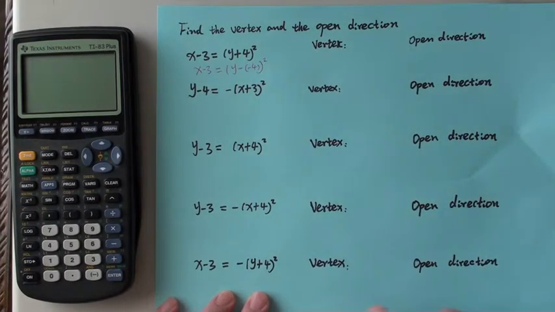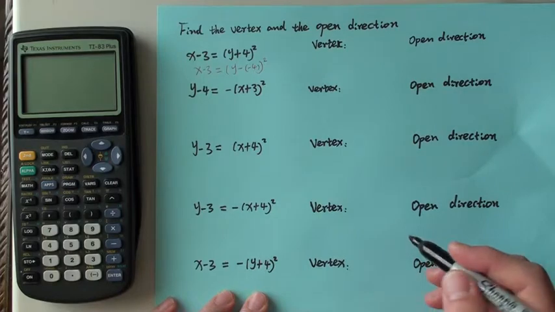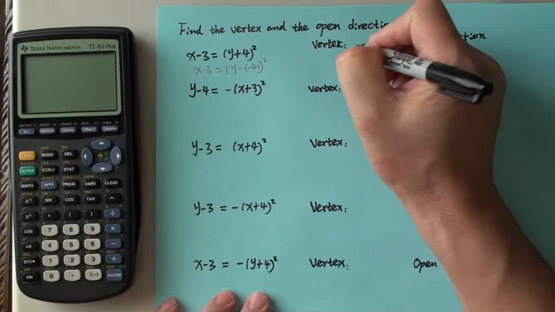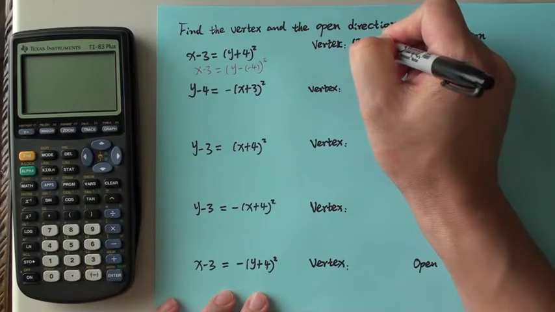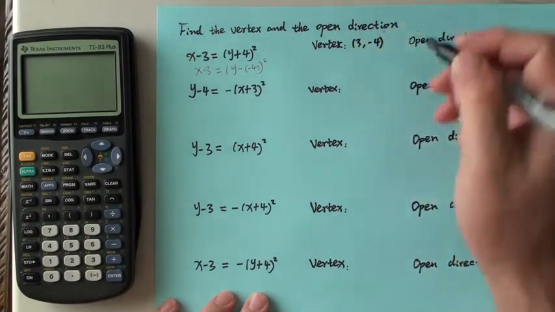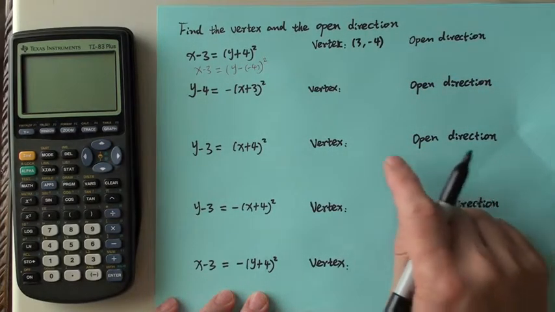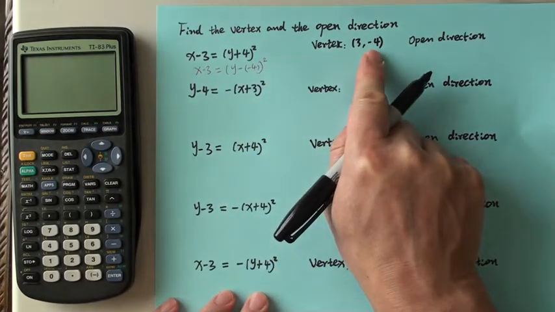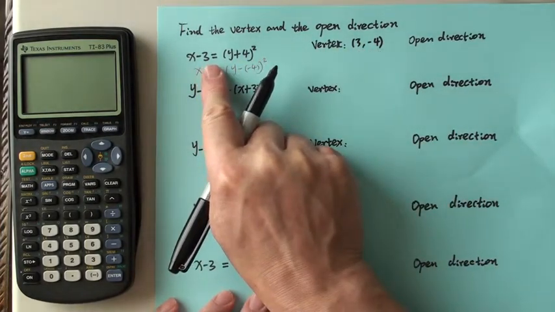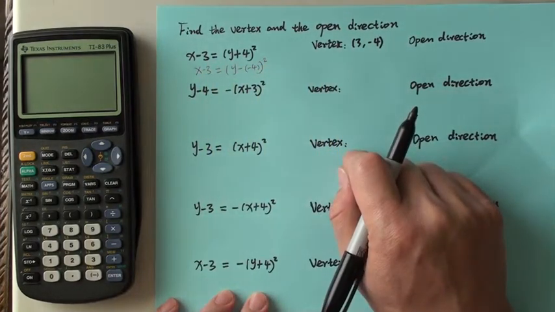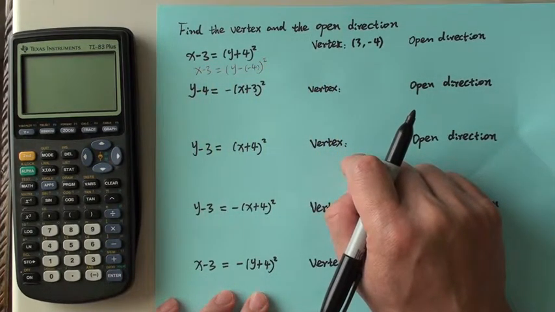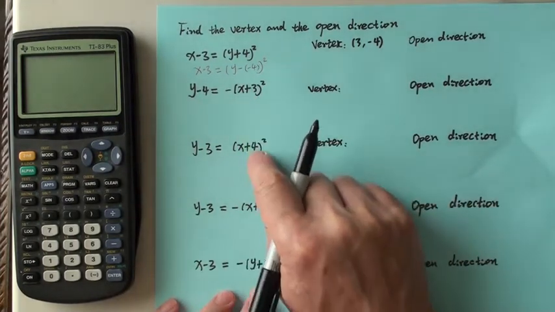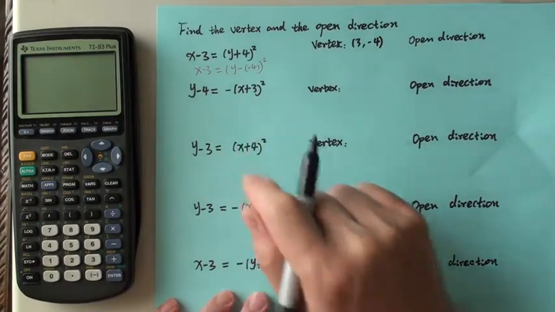Then we know that the vertex for this one will be positive 3, negative 4. As opposite. Here is plus, here is minus, and here is minus 3, and here is plus. So with those things in our mind, we do not have to repeat. We just change the sign.